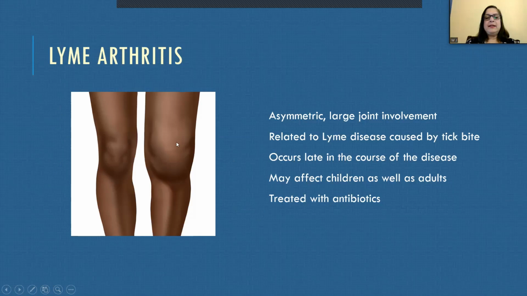Lyme affects the large joints, and there is asymmetric involvement. It is related to Lyme disease, which is caused by a tick bite and can occur late in the course of the disease. Children as well as adults can be affected with Lyme arthritis, and it is treated with antibiotics.